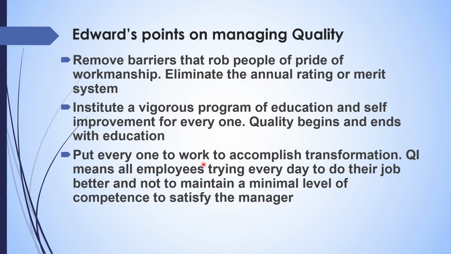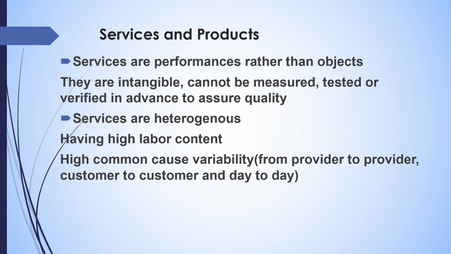Put everyone to work to accomplish transformation. So it should be from top level to the bottom level. Quality improvement means all employees trying every day to do their job better and not to maintain a minimum level of competence to satisfy the manager. It is not minimum standard, it should be the complete standard.